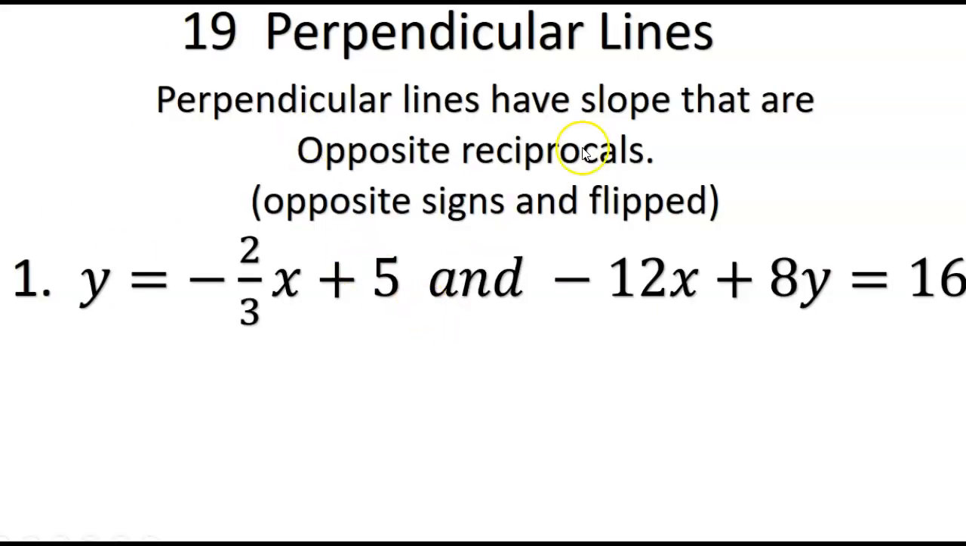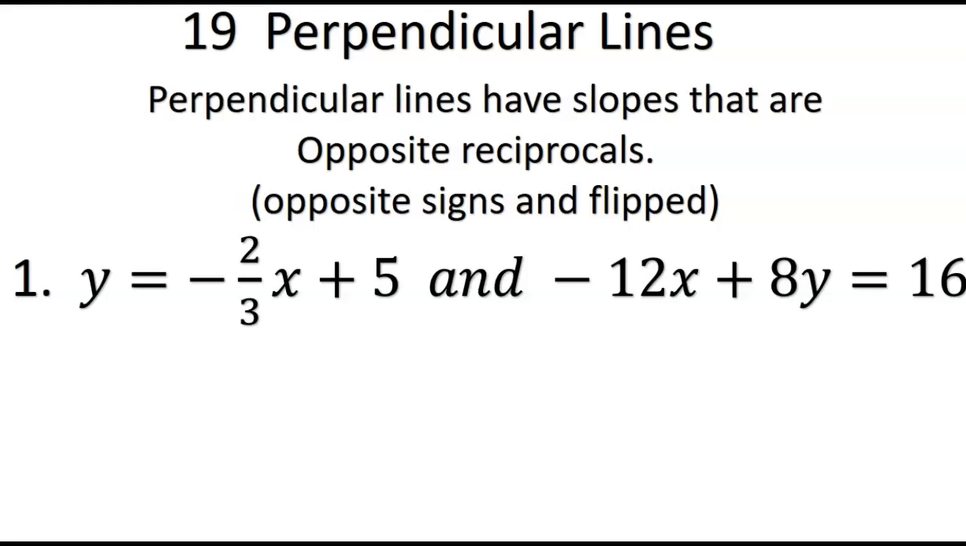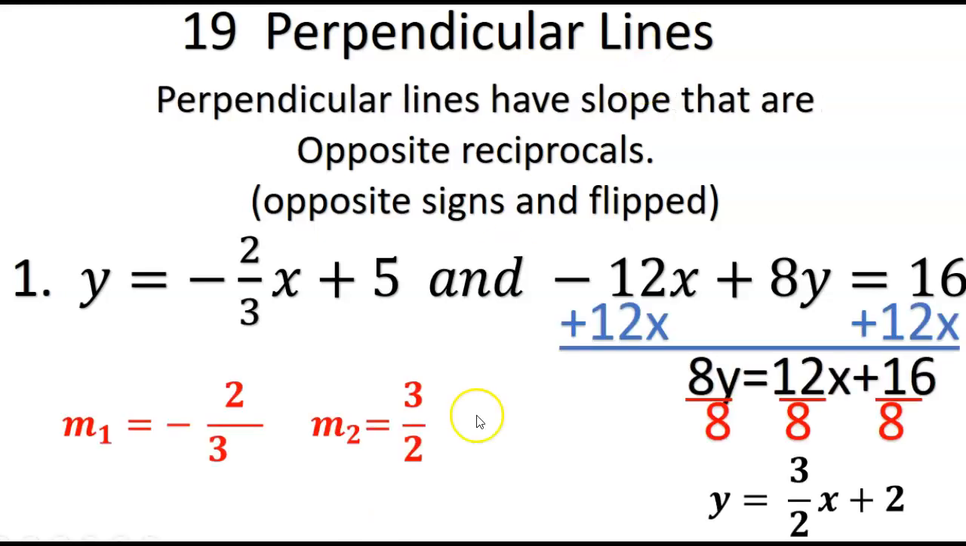So here's where you start writing. Perpendicular lines have slopes that are opposite reciprocals. In order to tell if they're perpendicular, I have to know what the slopes are so that I can compare the slopes. So the second equation right here has to be solved for y. To solve for y, I need to add the 12x to both sides, bring this down, and divide everything by 8. And then the 12/8 has to be reduced by 4. It has to be reduced to lowest terms.